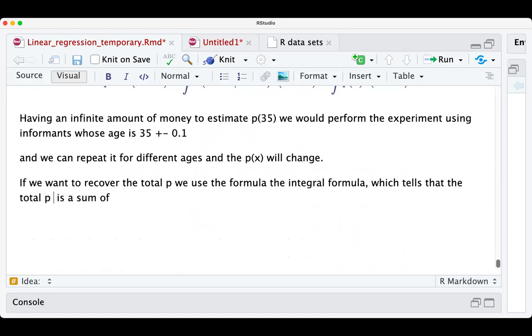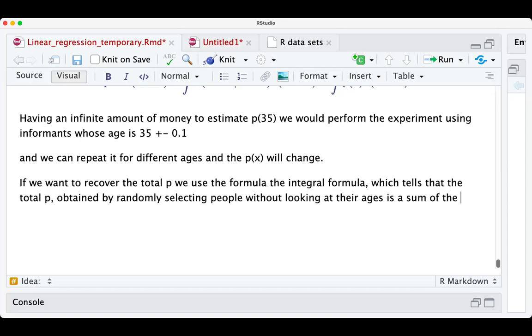Total p obtained by randomly selecting people without looking at their ages is a sum of the p of x weighted by the number of people with that age, which is this one.